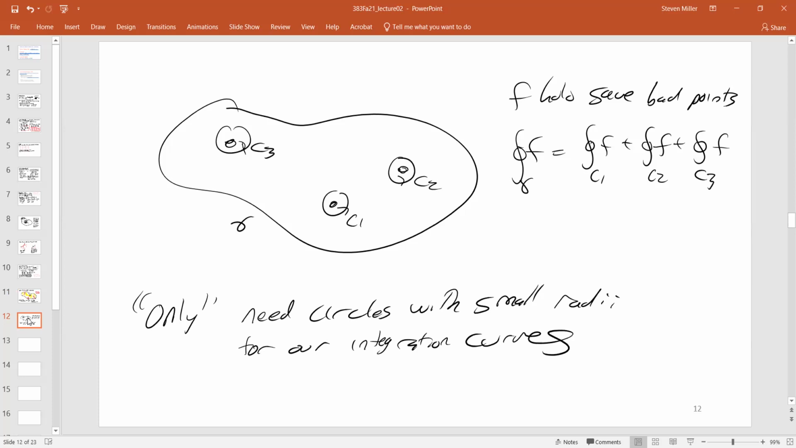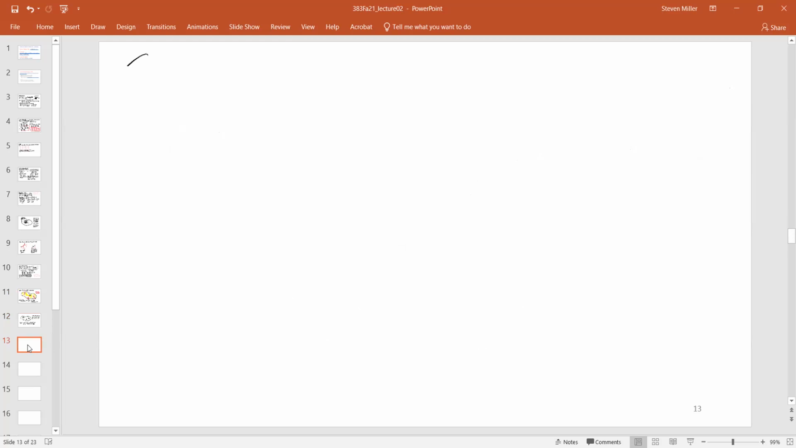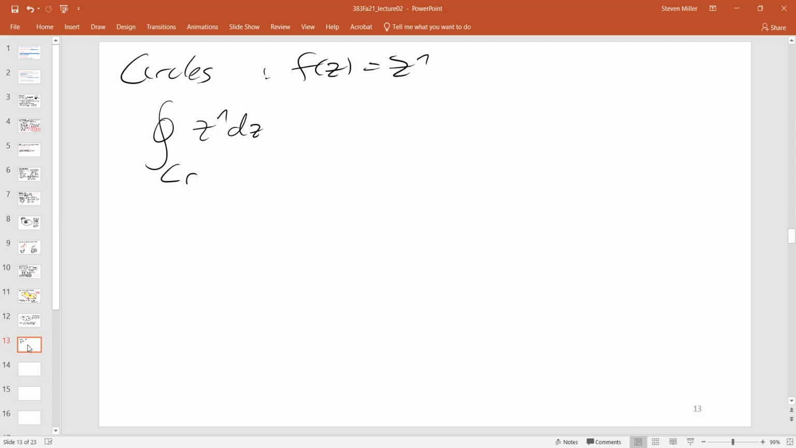That's not bad. So what we're saying is that if we could understand integrals along circles, we can understand things in general. So let's try to understand circles. Let's integrate along a circle of radius r of z to the n dz. So we're taking f of z is z to the n. So I can write r e to the i theta to the n is r to the n e to the i n theta.